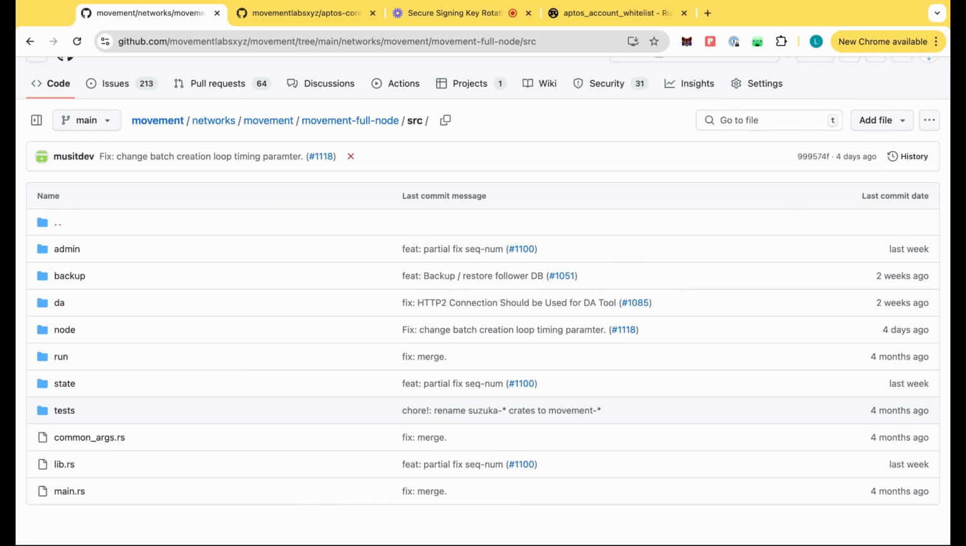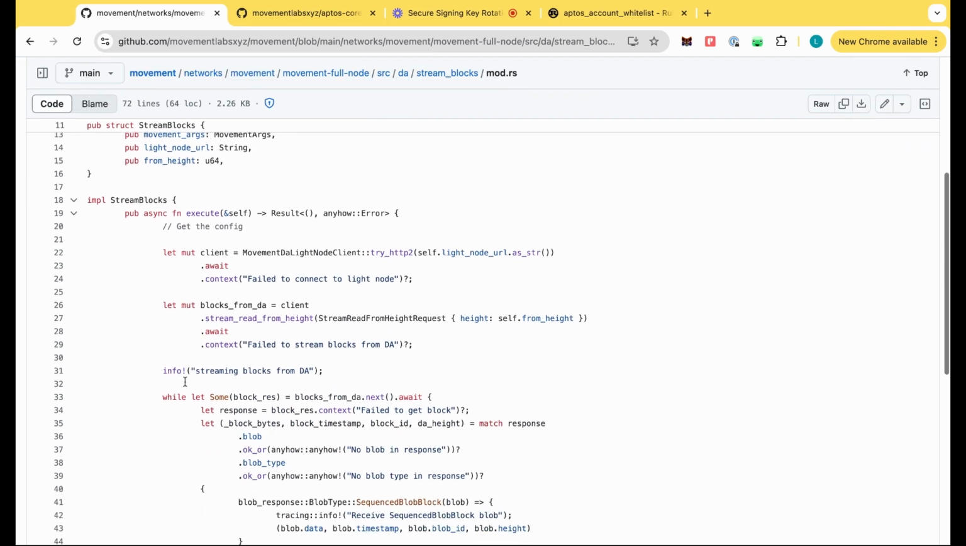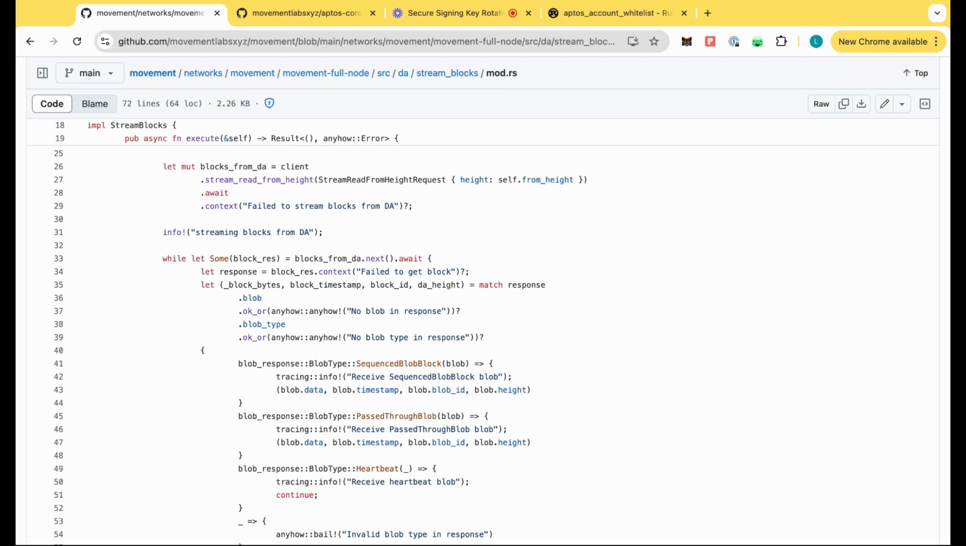Before I hop anywhere else, for the movement full node crate itself here, what I would suggest you take the closest look at are the DA tasks, because the streaming from and writing to the DA is a surface that can potentially be buggy and has been buggy in the past, and can conceal potential attack vectors. Apart from that, just read through, feel around with the code.